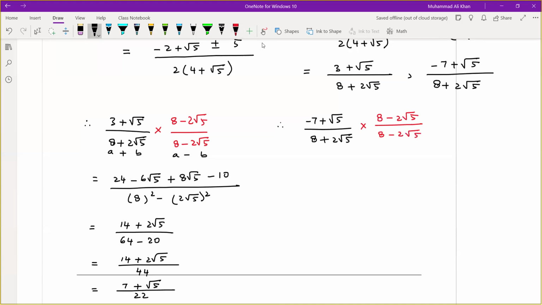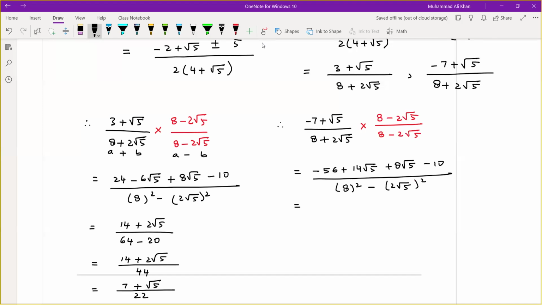So now, what we have to do? Again, the multiplication: 7 8s are minus 56. 7 2s are 14 with plus sign under root 5. And now under root 5 into 8 is plus 8 under root 5. And under root 5 into under root 5 is 5. And 5 2s are 10 with minus sign. Divided by, again, a minus b into a plus b. So it will be 8 squared minus (2 under root 5) whole square.